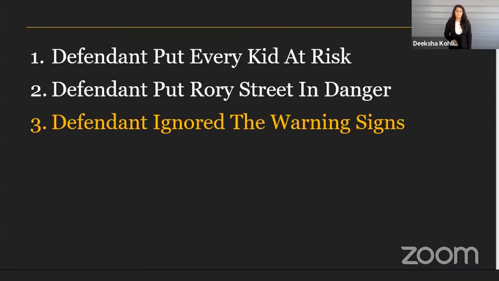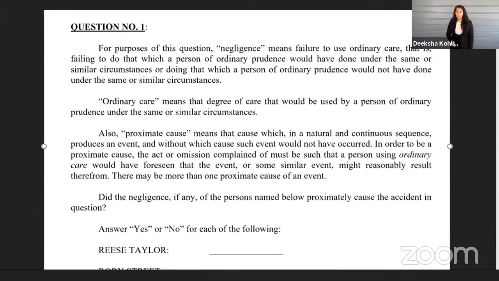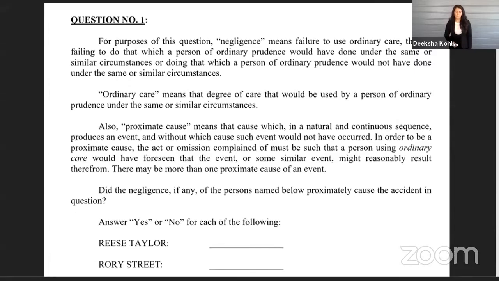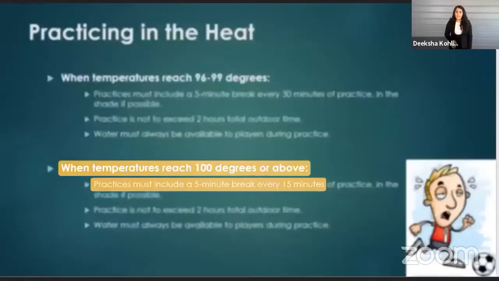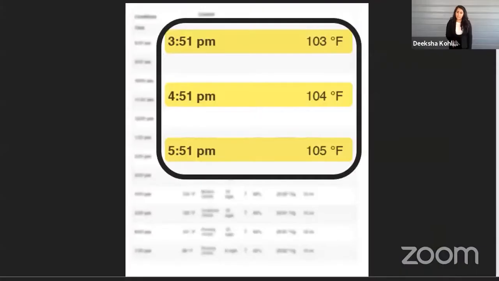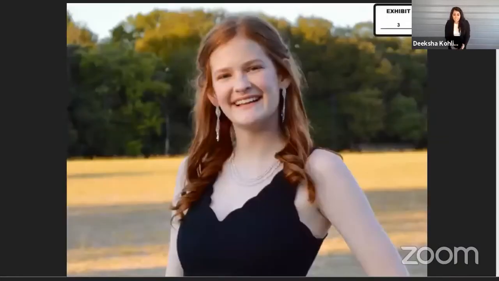So let's go to the jury verdict form. We had to prove negligence. That's a lack of ordinary care. Ordinary care would be following the rules by the High School Coaches Association. Ordinary care would be no Burma Road when it's 103 degrees outside. Ordinary care would be protecting the kid who's struggling, not pummeling her. The defendant was negligent.